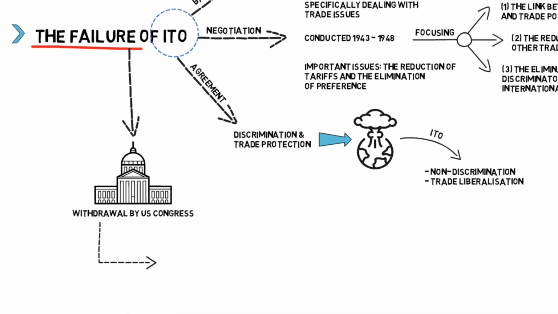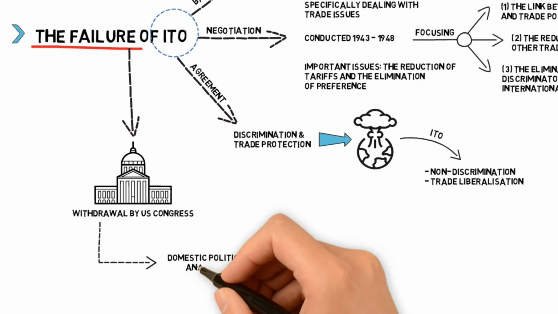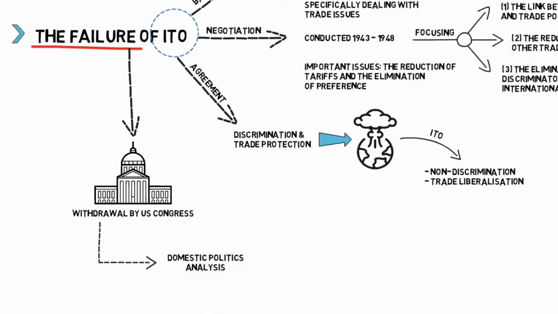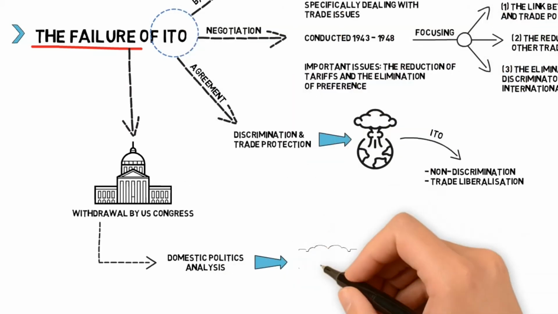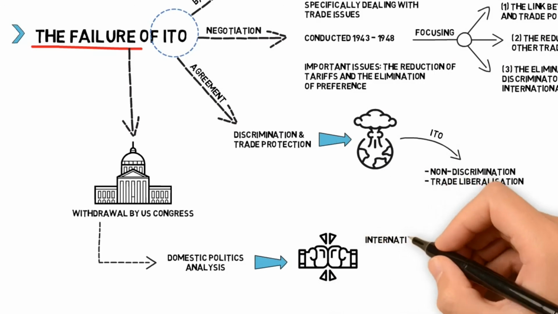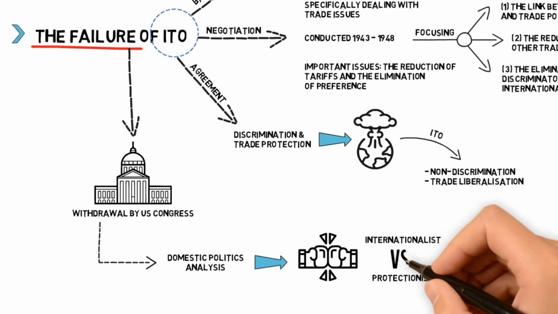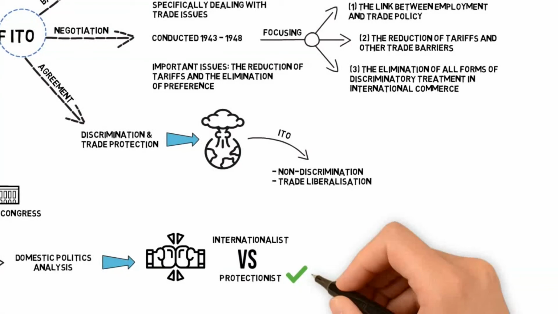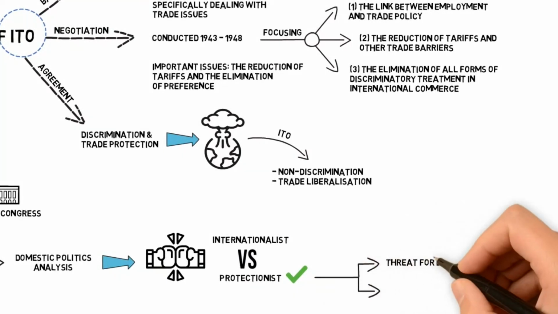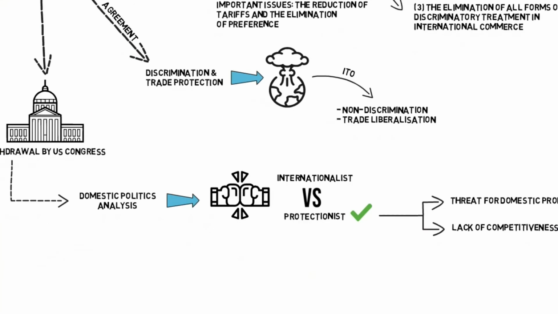Congress. The rejection of the ITO by the US Congress can be understood through domestic politics analysis, which emphasizes the dynamics in domestic politics and also the struggle among domestic political actors. By utilizing domestic politics analysis, the rejection of the ITO represents the struggle of two dominant domestic political actors between internationalists versus protectionist groups in the US domestic politics. The protectionist groups concerned about the impact of trade liberalization for US economy and lack of its domestic producers' competitiveness.